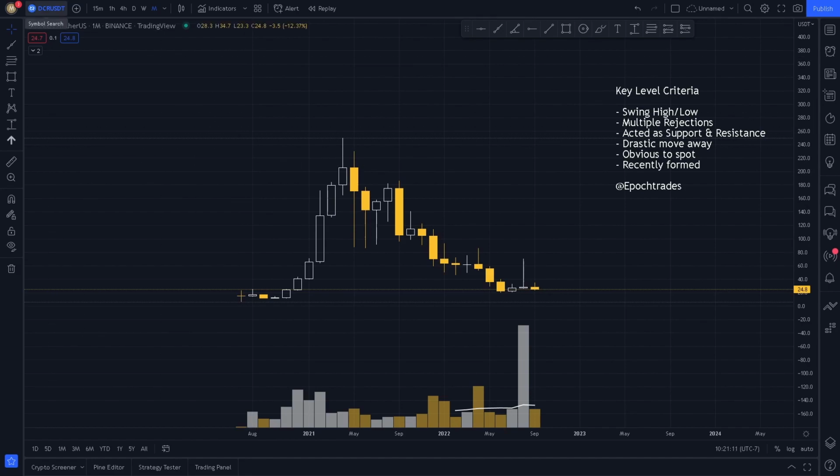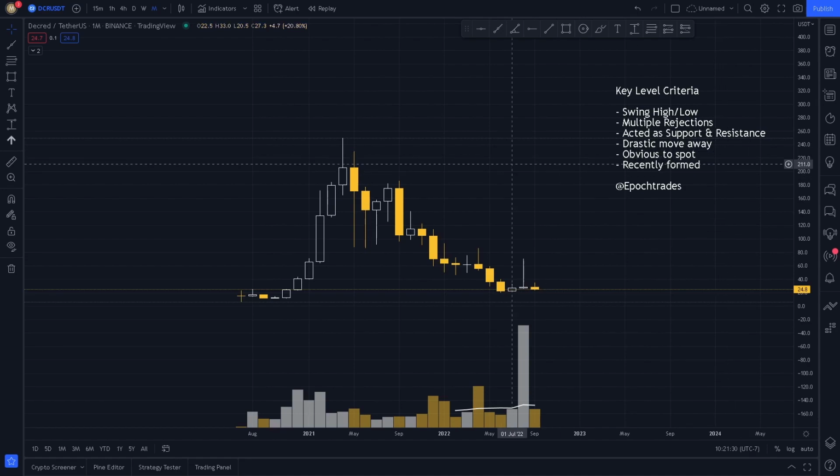Today we're going to be covering DCR key levels on the higher time frame. As always, our key level criteria is to look for swing highs and swing lows, multiple rejections, acted as support and resistance, drastic moves away, obvious to spot, and recently formed. So let's go ahead and start on the monthly chart.